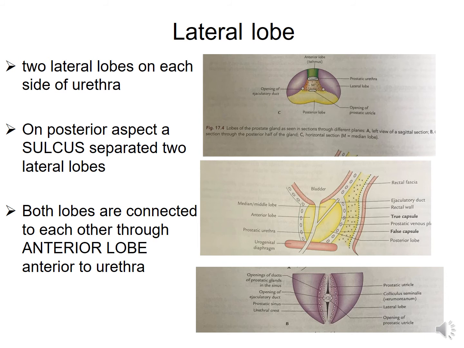Then we have two lateral lobes on each side of the urethra. On the posterior aspect, these lobes are separated by a sulcus, which can be palpated by per-rectal examination, and the lobes are connected anteriorly through the anterior lobe, which passes anterior to the urethra. We have discussed it. So we can see the lateral lobe in these diagrams given on the right side.